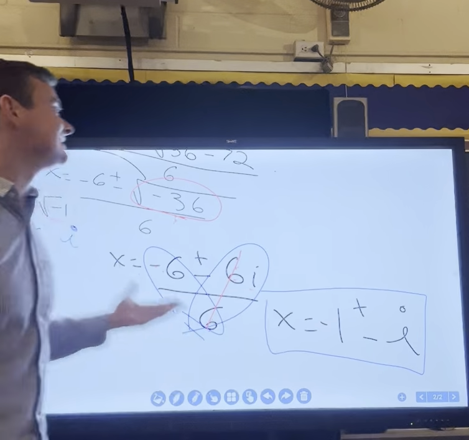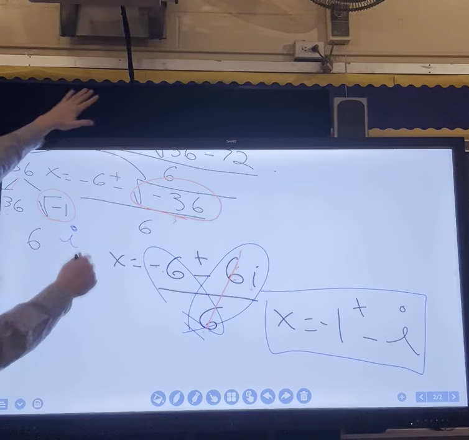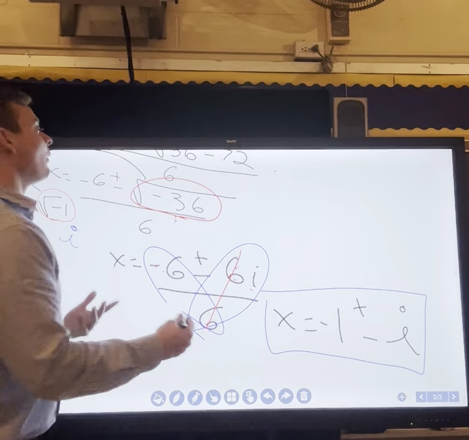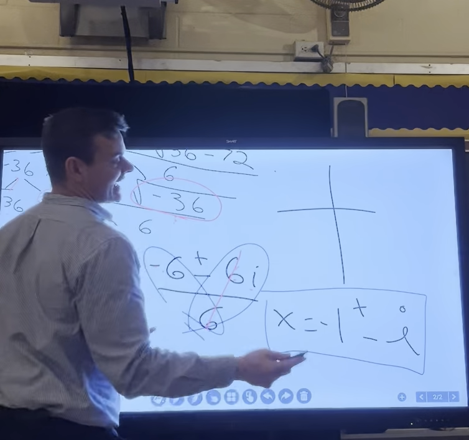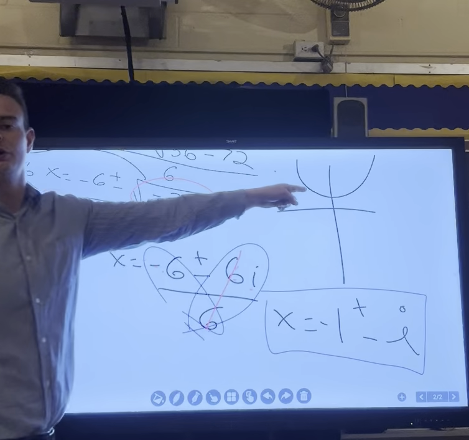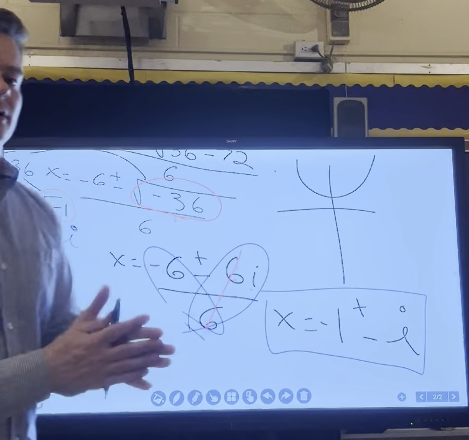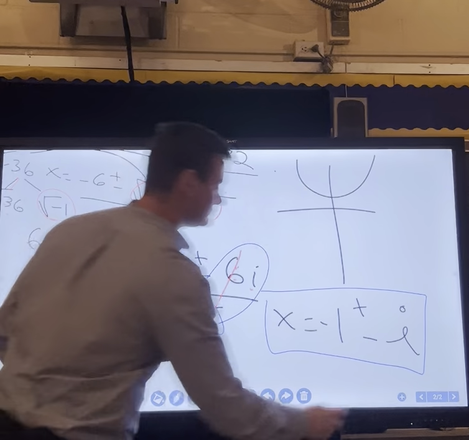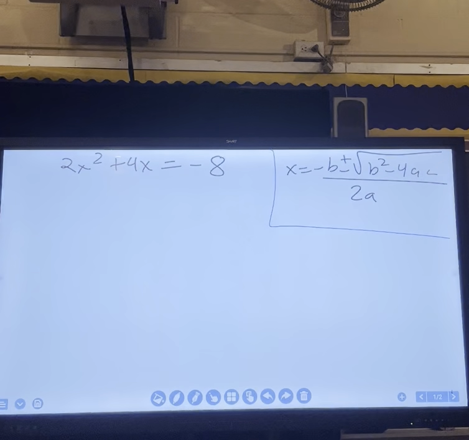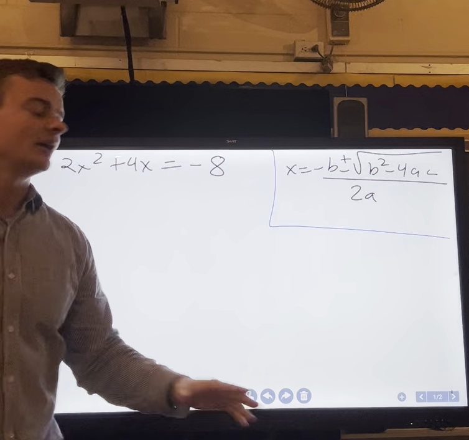And what that really means is this equation that we had at the beginning can't be solved, or it doesn't cross the x-axis. It most likely looks something like that, just above it. Cool. This other one I want to do really quickly is the exact same thing.